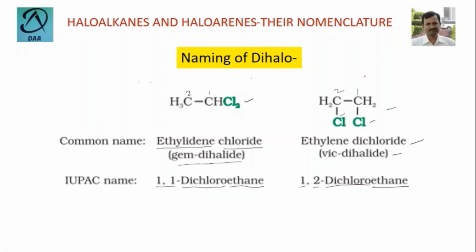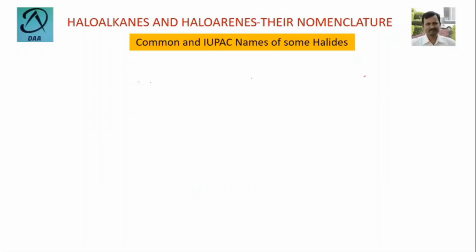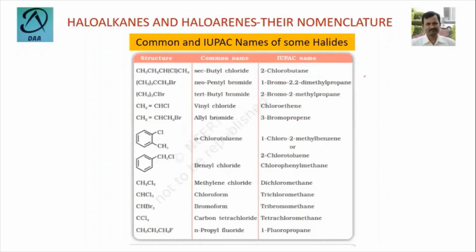you can estimate the name as per the IUPAC system. Now there are some common and IUPAC names of some halides. You can find it here, a number of examples are there. So you can take the structure from the left side and try to name it as per the IUPAC system. This is a good way to practice because from here the question in the exam will come.